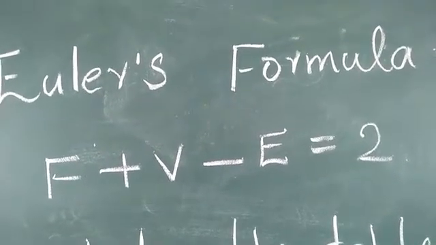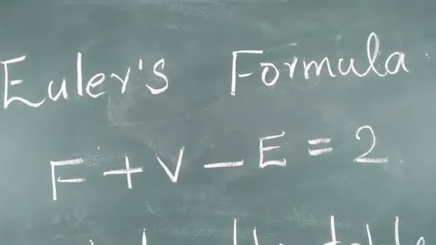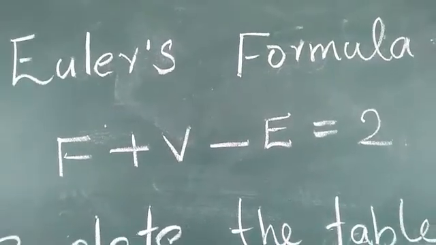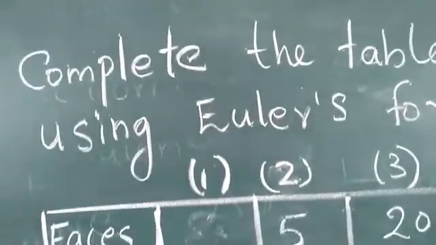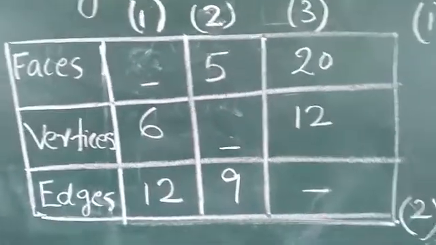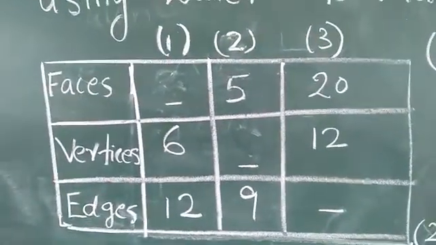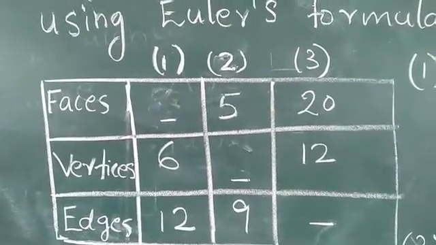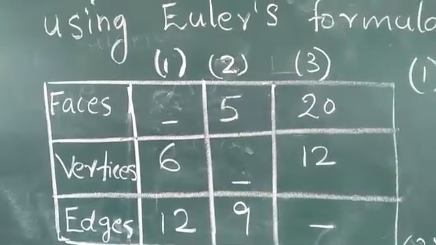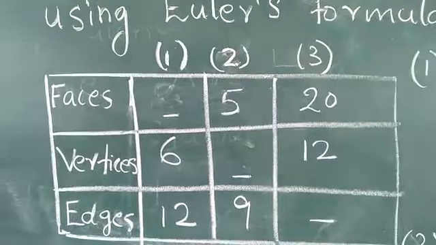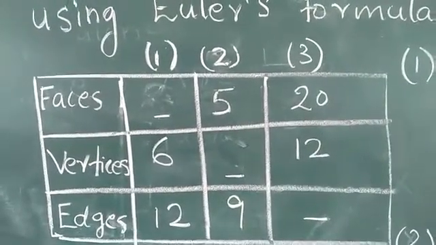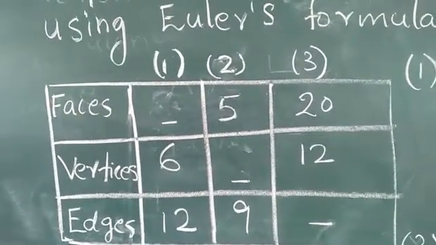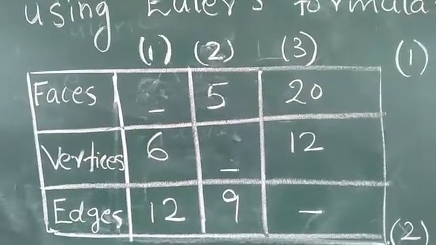Is it? So, I have given a table to complete in the last class. So, we can do that problem now. This is the table I have given in the last class. Here, faces, vertices, edges. 3 columns are there. So, first column we can choose as the first question. There, vertices and edges are given.